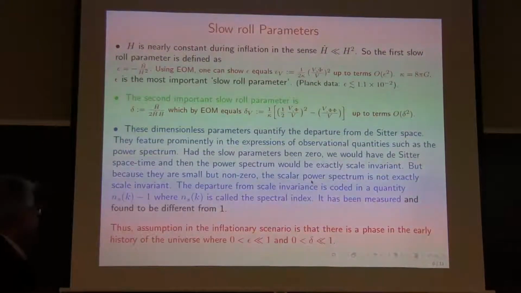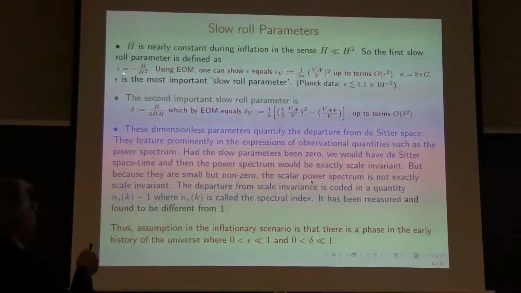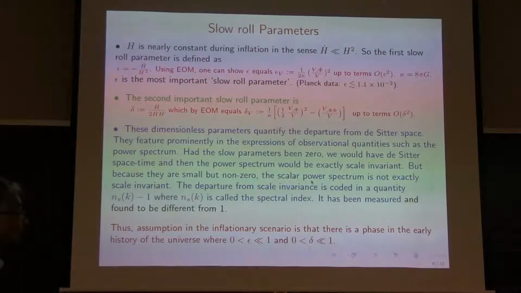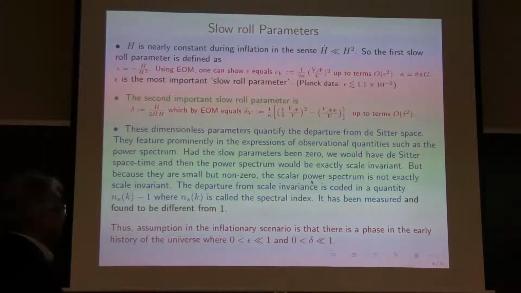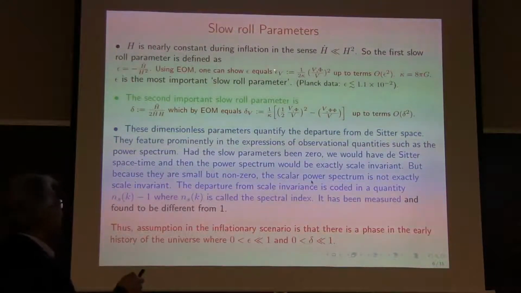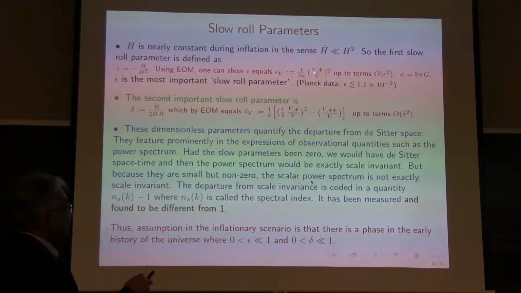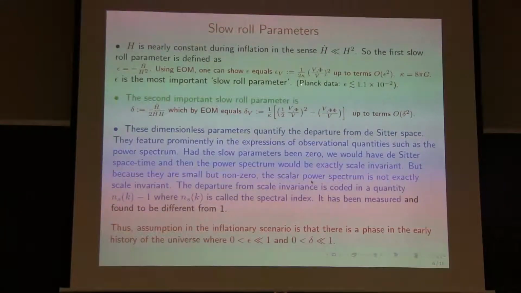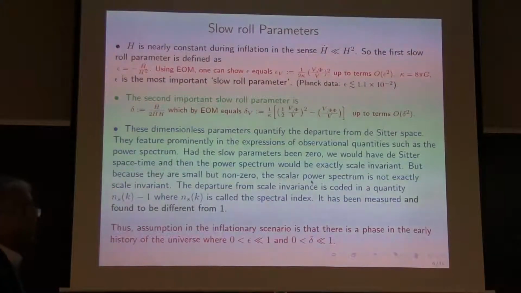Using equations of motion, one can show that this epsilon, which is defined just in terms of geometry, can also be related to what the scalar field is doing. Up to terms of the order of epsilon squared, you can take epsilon sub v, which I just defined, to be the derivative of the potential with respect to the scalar field upon the potential, the whole thing squared, and these two are equal to each other up to terms of the order of epsilon squared. Planck data says that epsilon is less than about 10 to the minus 2, so we're ignoring terms of the order of 10 to the minus 4 in this case.